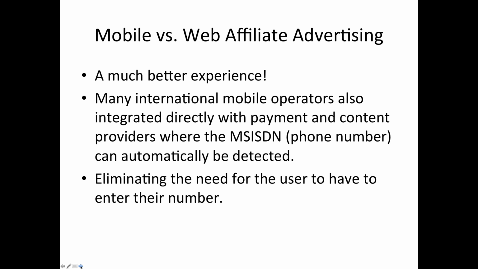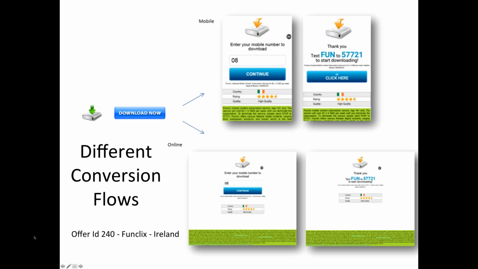Okay, let's keep on going here. Here's an example of a different conversion flow for mobile versus web. And this here is an offer, again, in RevMax, and it's offer ID 240, FunClicks Ireland. And so you can see this is an example of a banner. And it shows here if the user is on a mobile phone, they're going to be redirected to the offer landing page, where they would need to enter their mobile number, click continue, and then they would have to either text "fun" to this short code here, or they would click here and it'll automatically populate the text field where they can click submit and send the billing text. That's called MO flow, or mobile originated flow. The billing subscription is coming in from the mobile device.